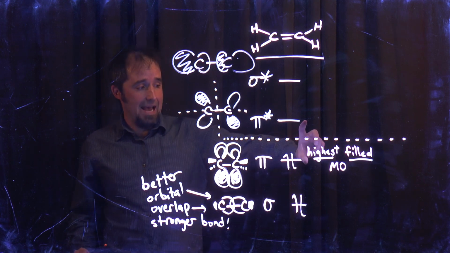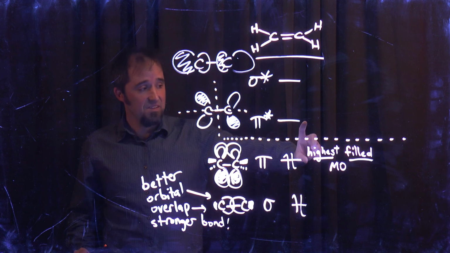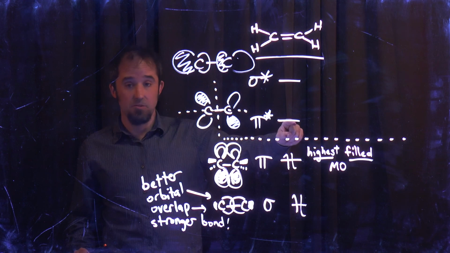So this energy gap between highest filled and lowest unfilled orbitals is a pretty important thing. When we talk about things absorbing light, this is generally what we're talking about. So something absorbs light when that light photon has this much energy in it and can promote this electron up to this level.